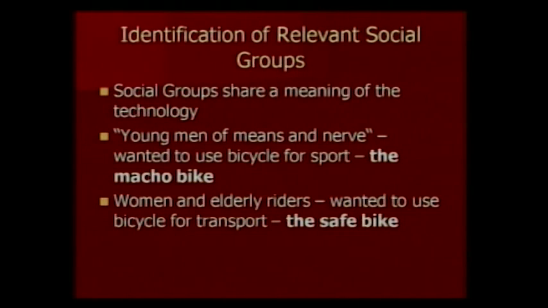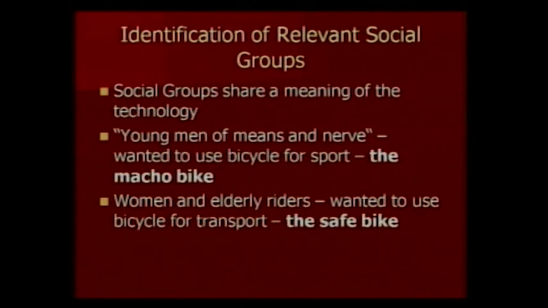So the first thing you want to do in a case study, if you want to analyze this change from this penny farthing bicycle to the safety bike, is to find the relevant social groups. These are the groups that share a meaning of the technology. In doing our work on the bicycle, Wiebe Bijker and I found there were two social groups that we could identify that were particularly important. You can think of these as groups of users of the bicycle.